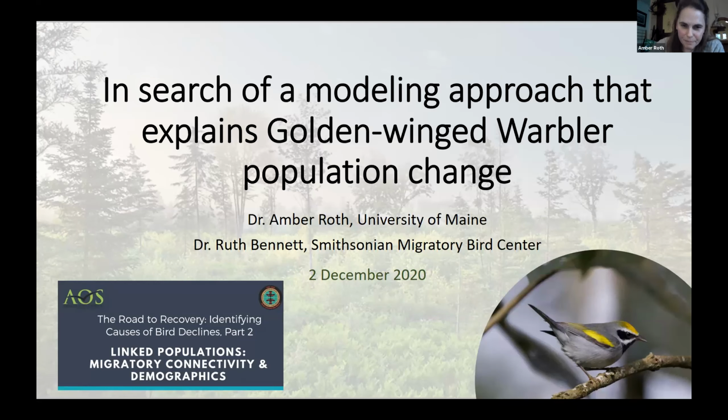And in this presentation we're building up to where we're headed with an integrated population model as well as some spatial modeling. We're nowhere near the point where the last two presentations are at. We're right at the very beginning. So I am very much interested in your input as we start this process. So first, let's start off with a little background on the golden-winged warbler.